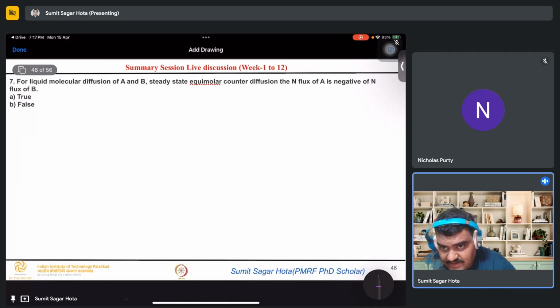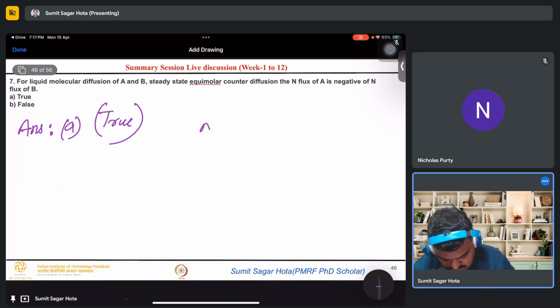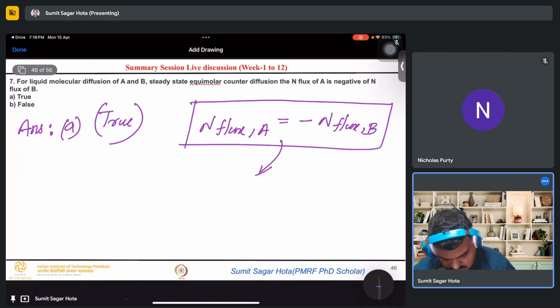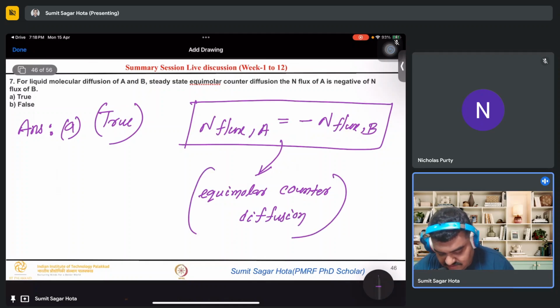For a liquid molecule's diffusion of A and B, in steady state equimolar counter diffusion, the flux of A is the negative of the flux of B. Is it true or false? Obviously, it's a true statement. For equimolar counter diffusion, this is the concept: flux of A is minus the flux of B.